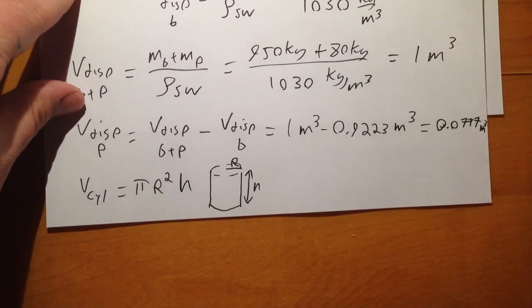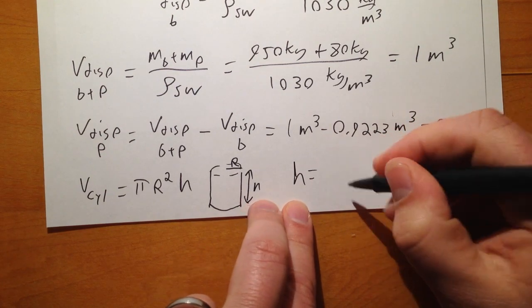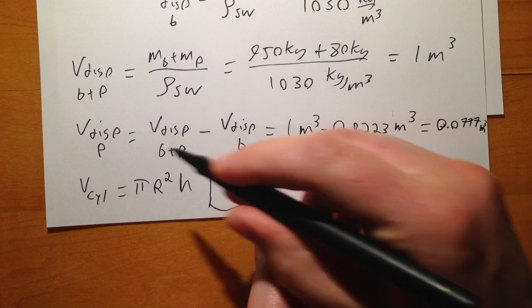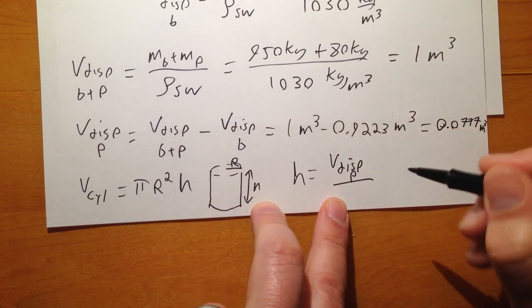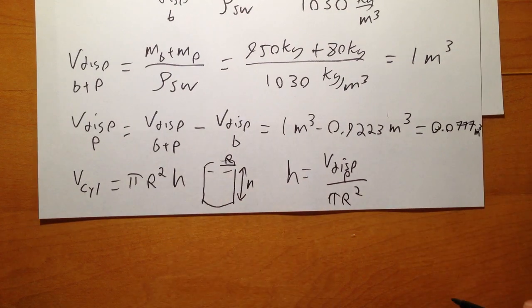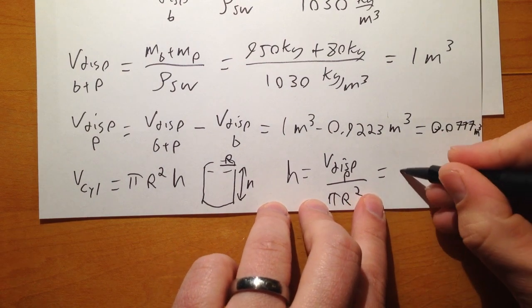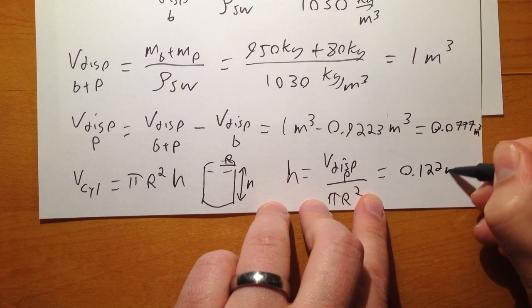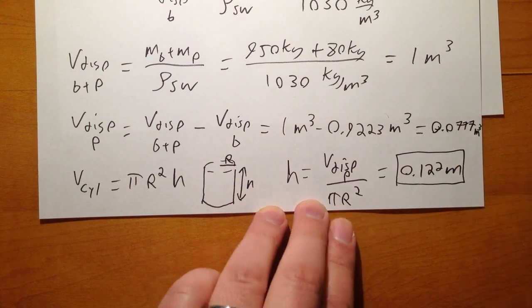So using this formula, I can solve for h. In this case, h is the volume displaced by just the person divided by pi r squared. Plugging in, we find that the buoy has sunk an extra 0.122 meters. And that is the answer they're looking for.